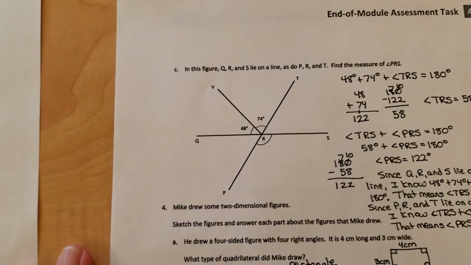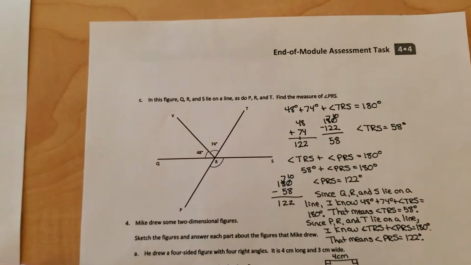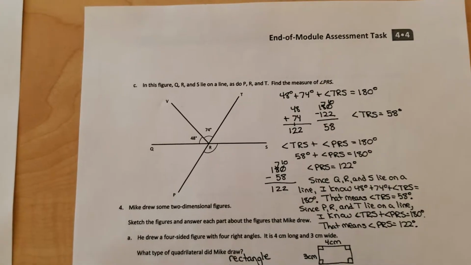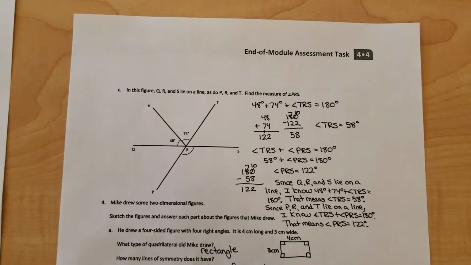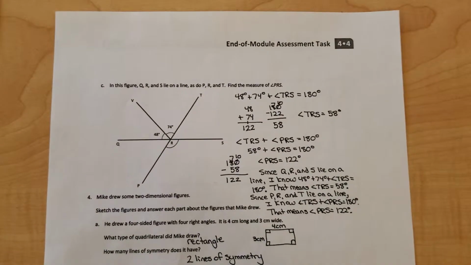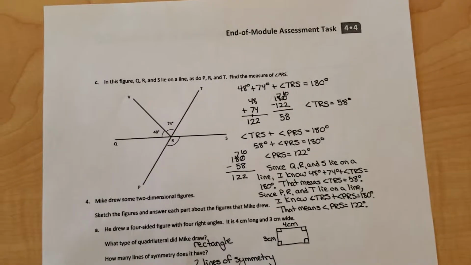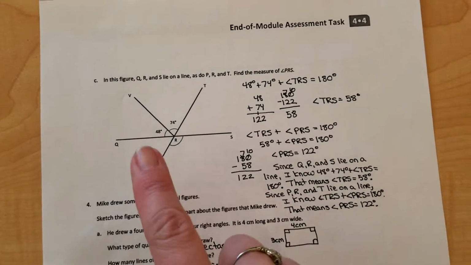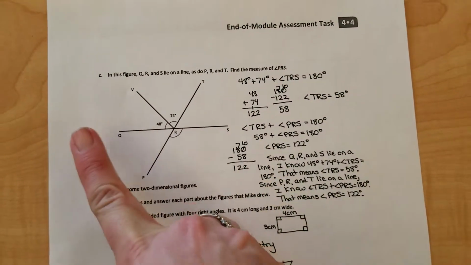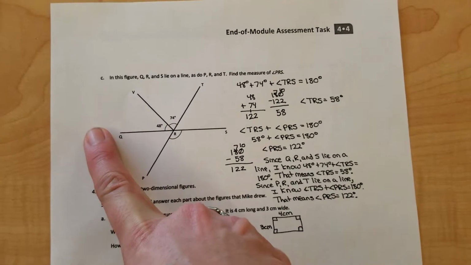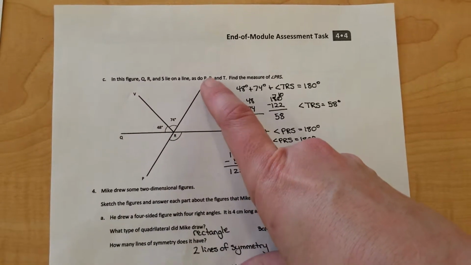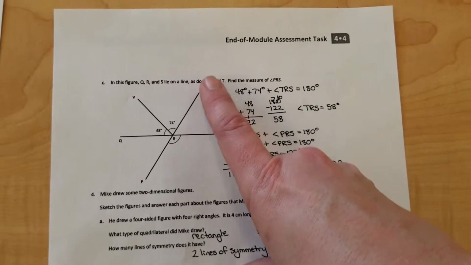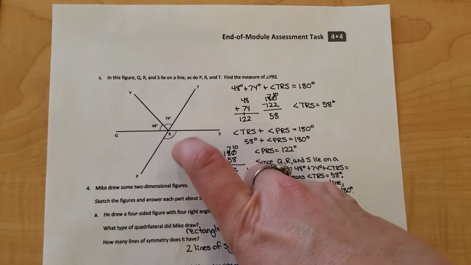All right, part C. This one, look at all that writing they have there. This one got a little bit tricky, and I think the way they did it is more work. So if you did it their way, you're just fine. But look what they told you. They said QRS is a line. So write that right here. What is it? 180 degrees. It also said PRT. They're on a line, so that's 180 degrees. Find the measure of PRS.